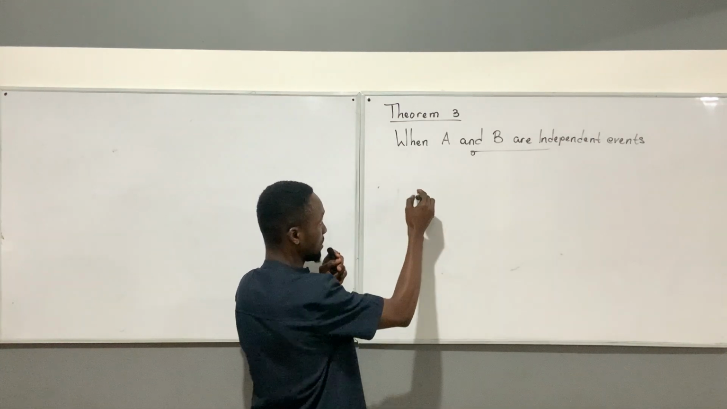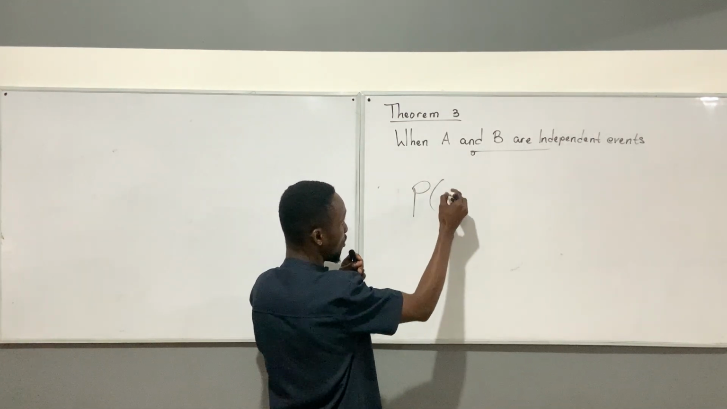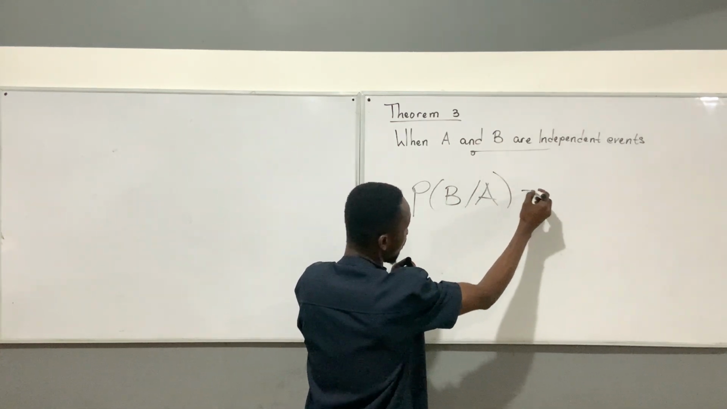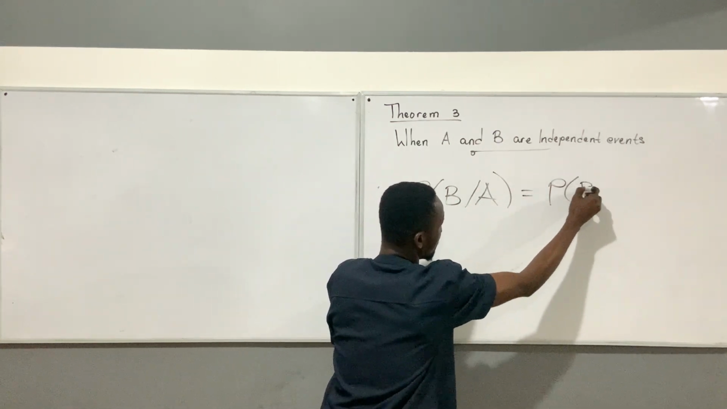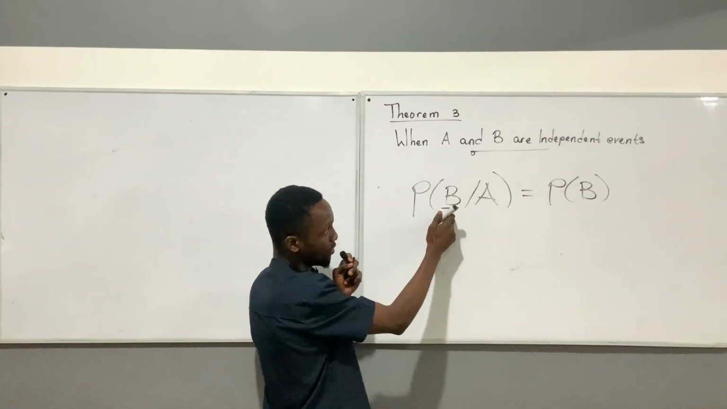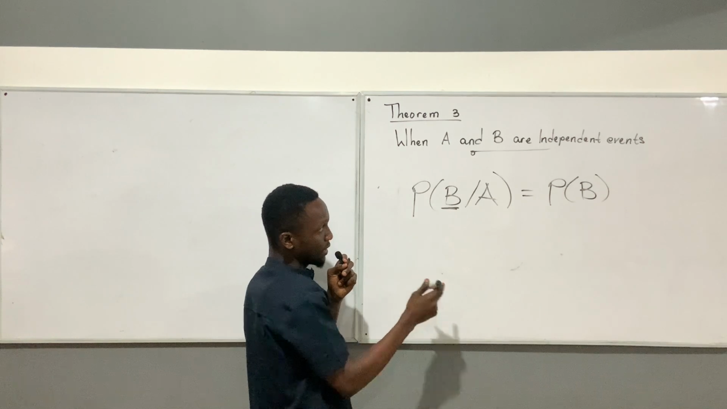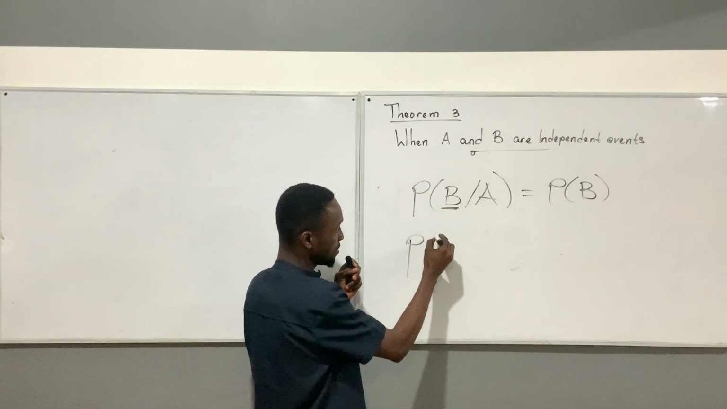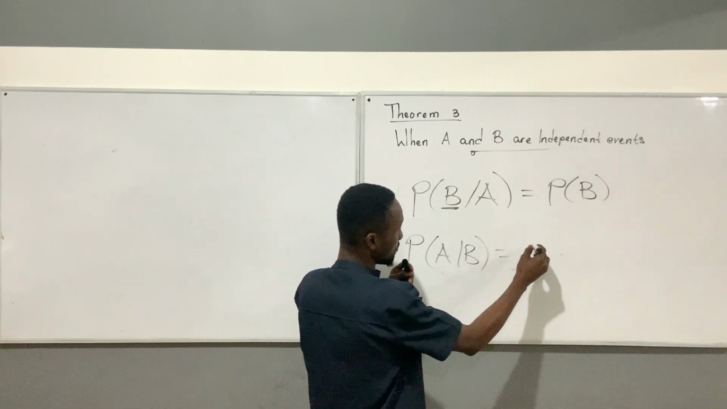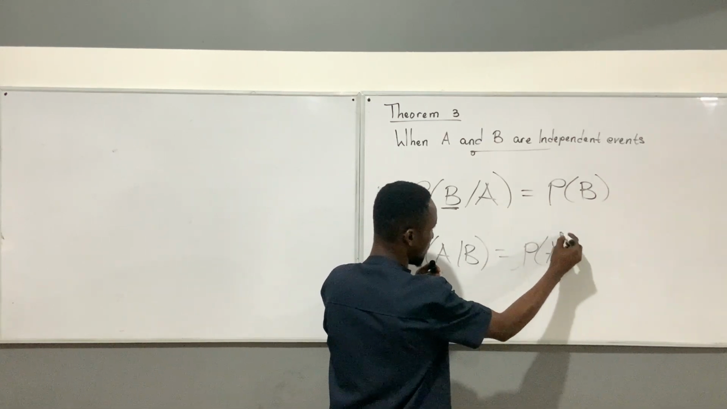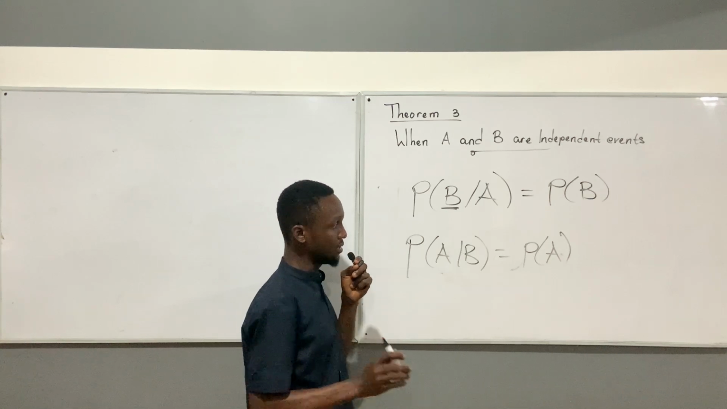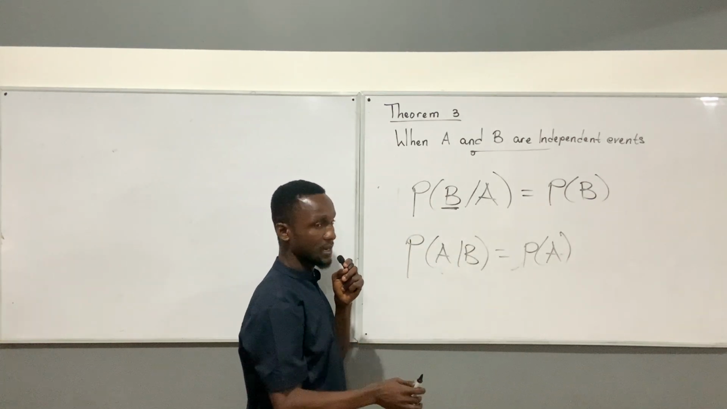So now we can say that the probability of event B given that A has occurred will always give us the probability of the event B itself, because A will have no effect on B. In the same way, the probability of A given that B has occurred should give us the probability of A itself. Do you understand it now? So this is what we call independent events.